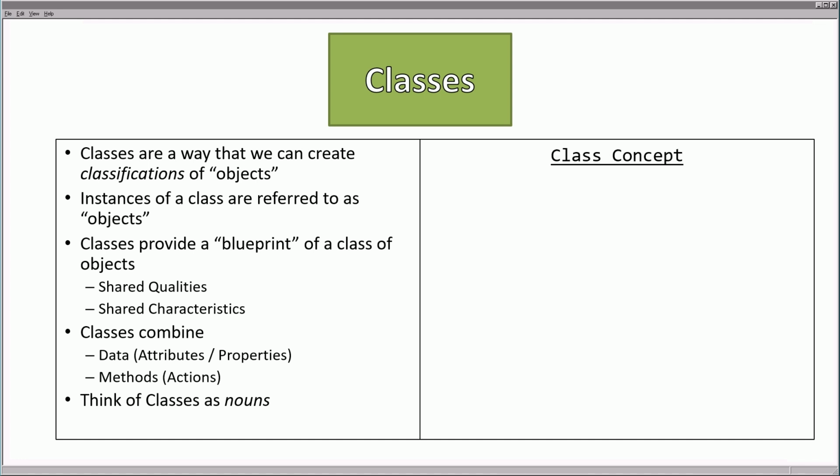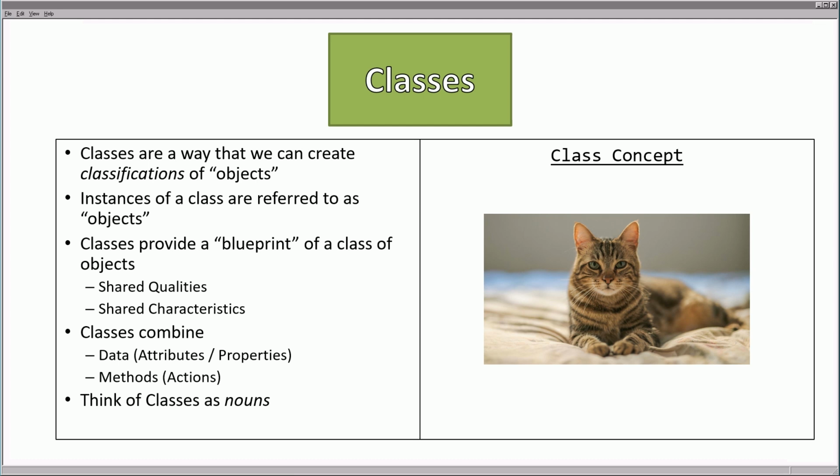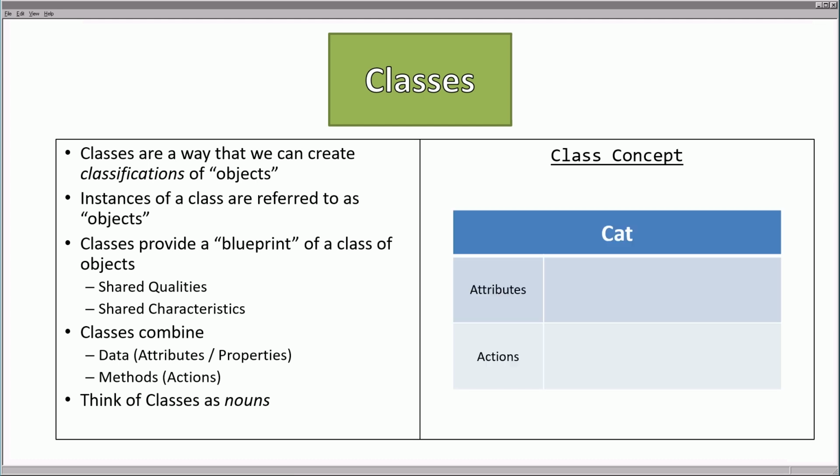In order to best explore this concept, let's take a classification of objects that most people would be familiar with. Let's say that we're going to classify a cat. In terms of programming, if we create this classification called a cat, we need to think about what attributes we're going to assign to it. In other words, what information do we want to keep track of for each one of the instances, in other words, for each one of the objects that are a cat?